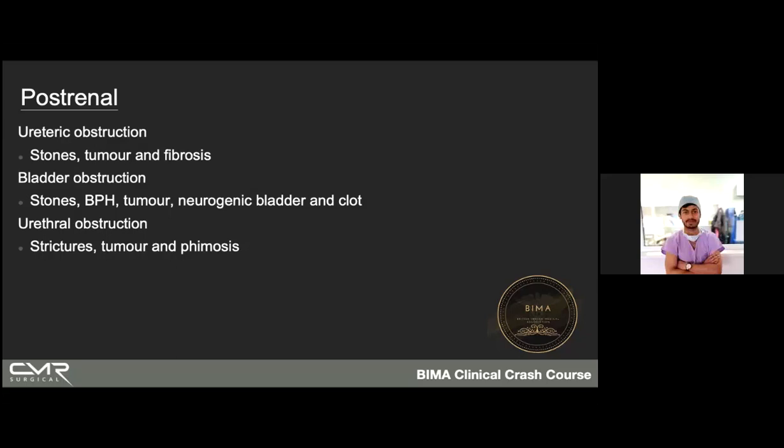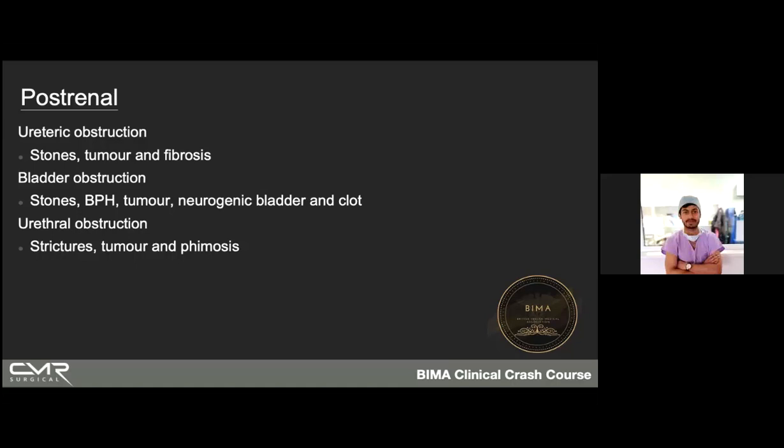So for ureteric obstruction, it's fairly simple: stones, tumors, and fibrosis. One thing that I've not mentioned here, which I've just remembered, is the possibility of iatrogenic injury as well. By iatrogenic, I mean we're causing the injury. Believe it or not, it is quite common in general surgery, especially colorectal surgery, that there are ureteric injuries or the ureter is accidentally ligated, thinking it might be a vessel, and that can obviously cause postrenal failure as well.